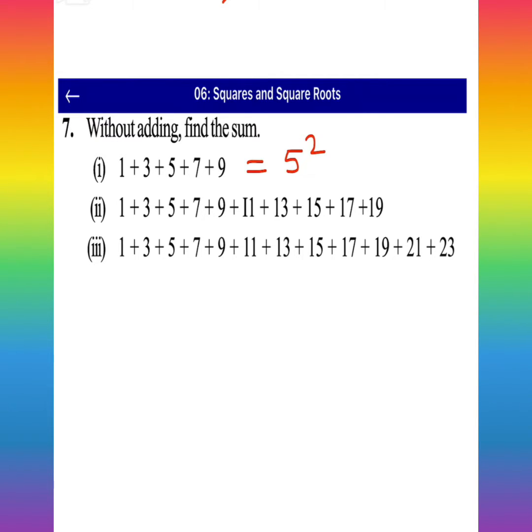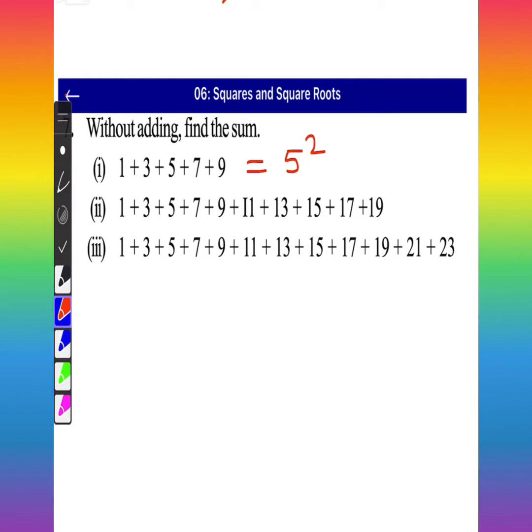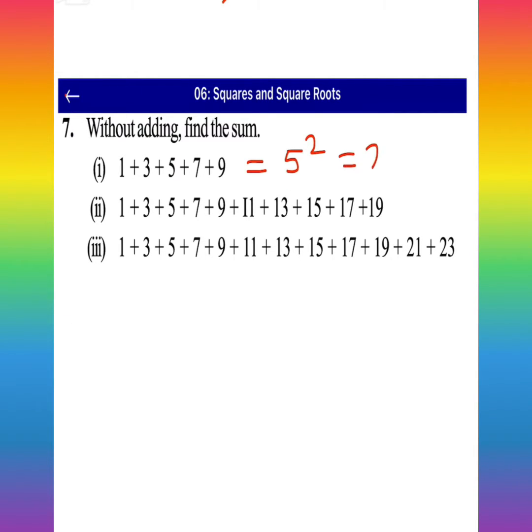In the same way you can add also, you can check here, that is 1 plus 3 is 4, 4 plus 5 is 9, 9 plus 7 is 16, and 9 plus 16 is 25, and square of 5 is 25. So this is correct. Now after that you will count these digits, 1 2 3 4 5 6 7 8 9 and 10. So finally you will write that is 10 square.